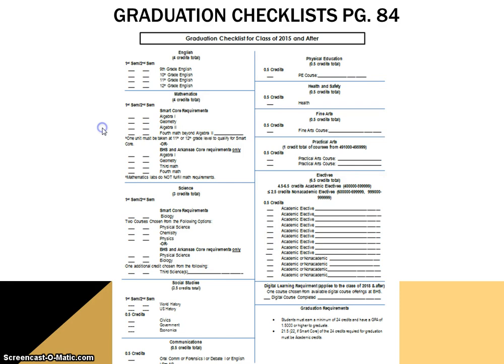You'll notice in the areas of mathematics, there is a difference for SMART Core versus the BHS and Arkansas General Academic Core. There's a difference with the mathematics that you have to take. And then also in science, there are different choices. You will either complete SMART Core Sciences or you will complete the General BHS Core. Everything else on the checklist, everyone must complete.